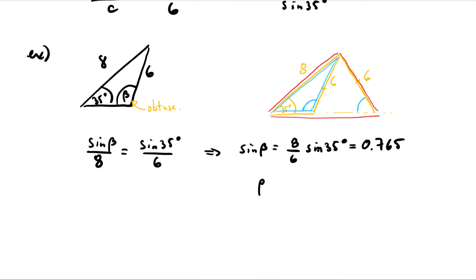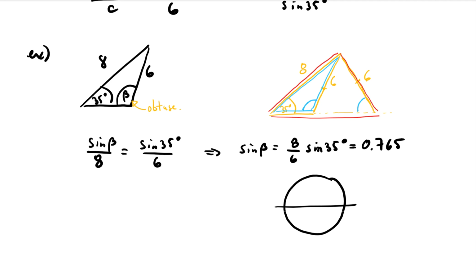The problem is if I just say beta is simply the arcsine of 0.765, I'm going to get this acute angle again, and something's wrong because I know, from the picture, that beta is obtuse. So this is just wrong. I can't do that right now. So what's the problem here? Let's go back to what sine actually means.